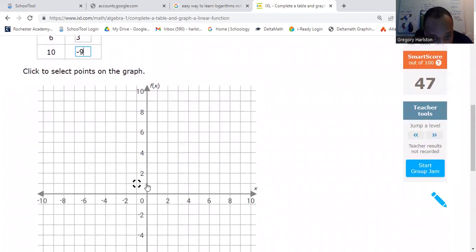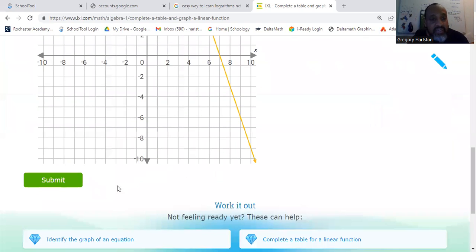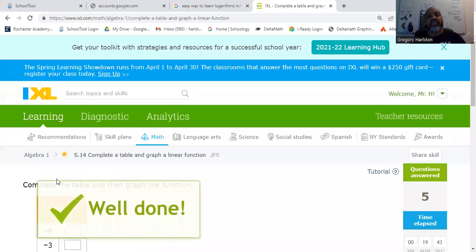So I'm going to do 5, 6. So that'll be 5, up 6, right here. And then I'm going to do 6, 3, which is going to be right here. And then I'm going to submit it. And it says, well done.